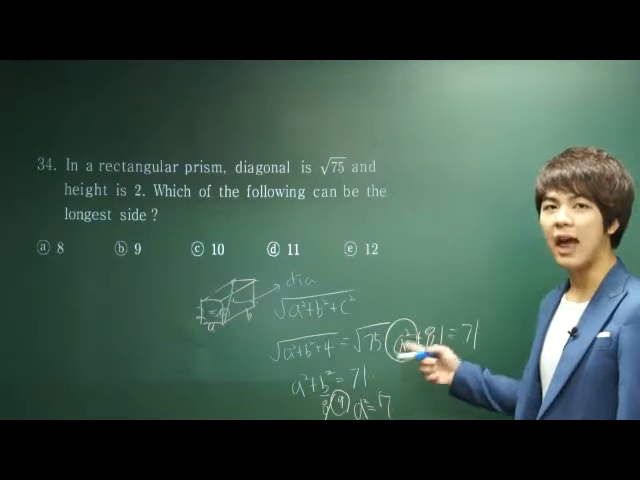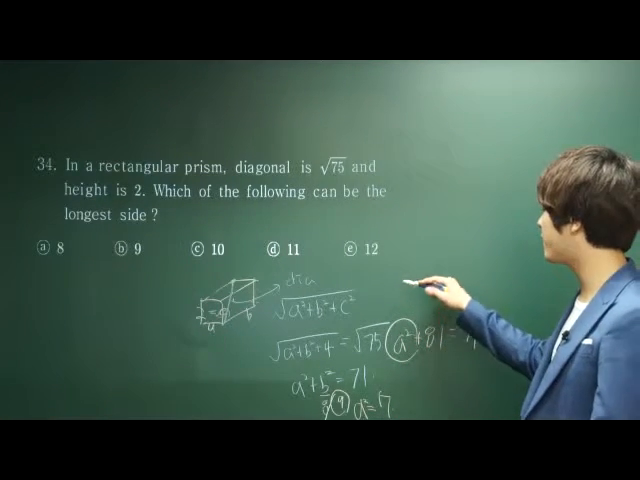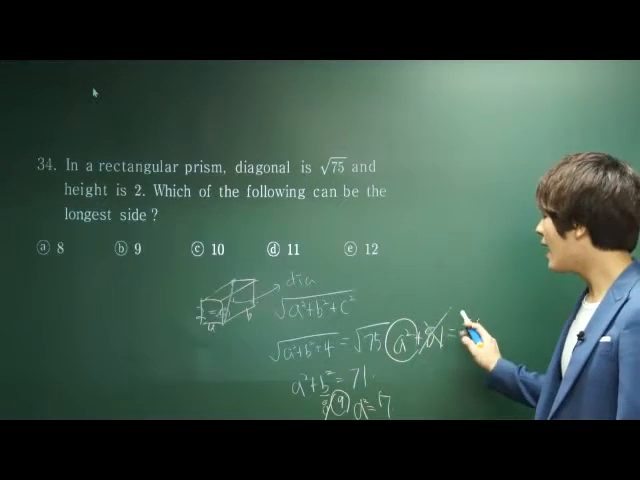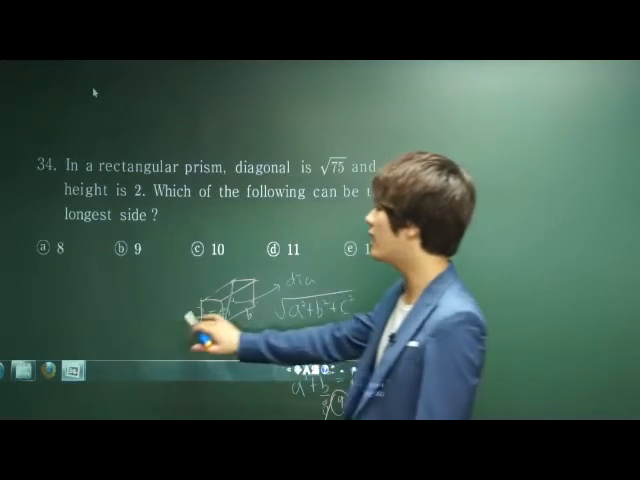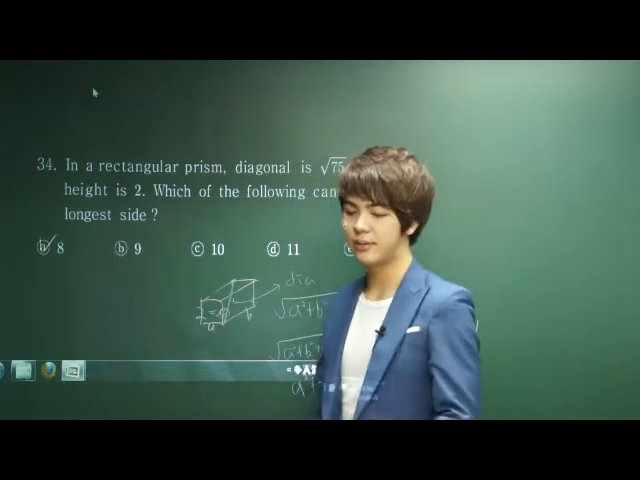But can the length be a negative figure? No, it cannot be a negative figure. The length is always positive. Therefore, anything greater than 8 cannot be the answer. In this way, therefore, A, 8 is our correct answer.